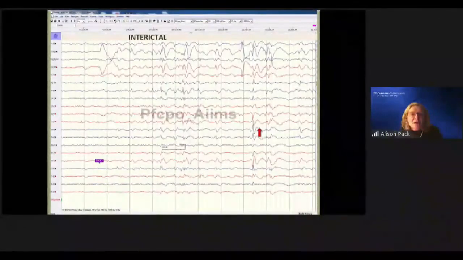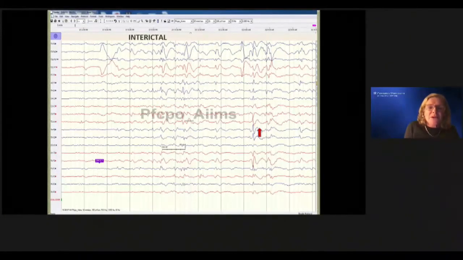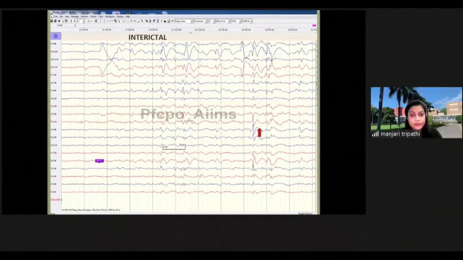Yeah, I would concur with that. They're definitely broadly distributed, seen bilaterally, but they do appear more prominent on the left. It may be just a broader field.